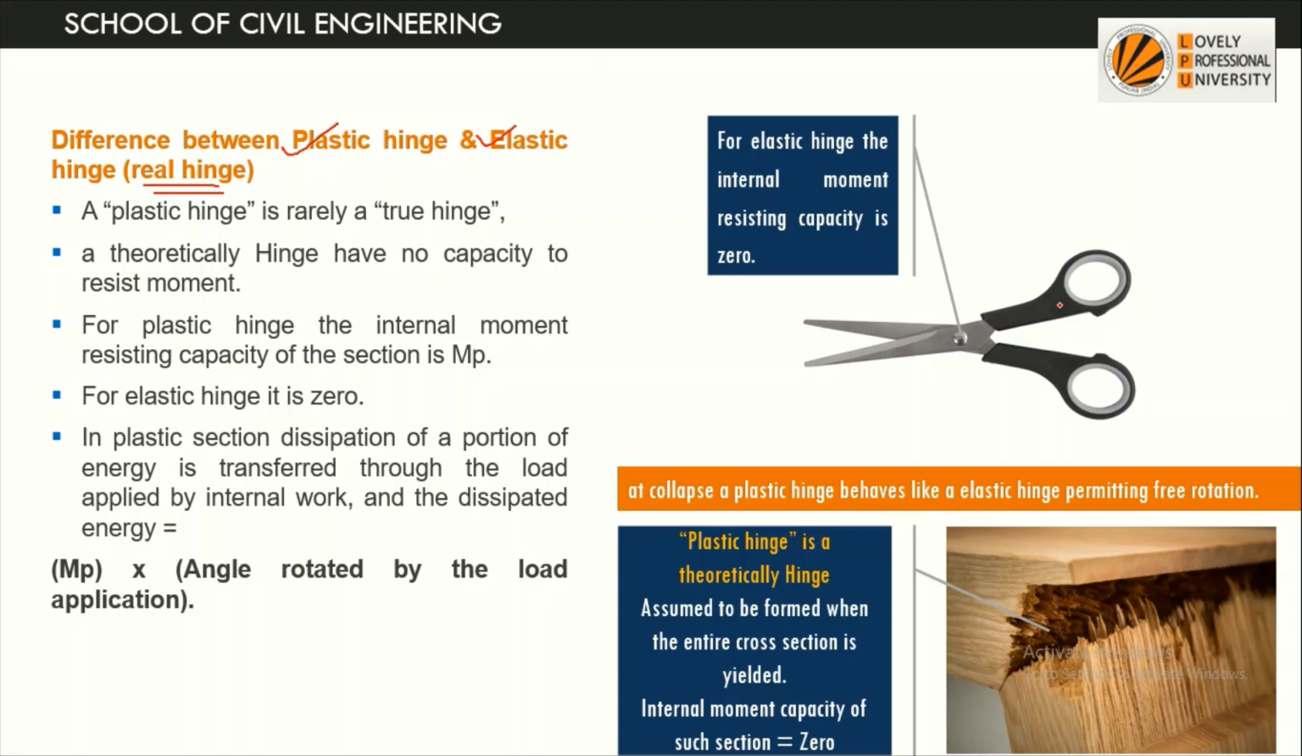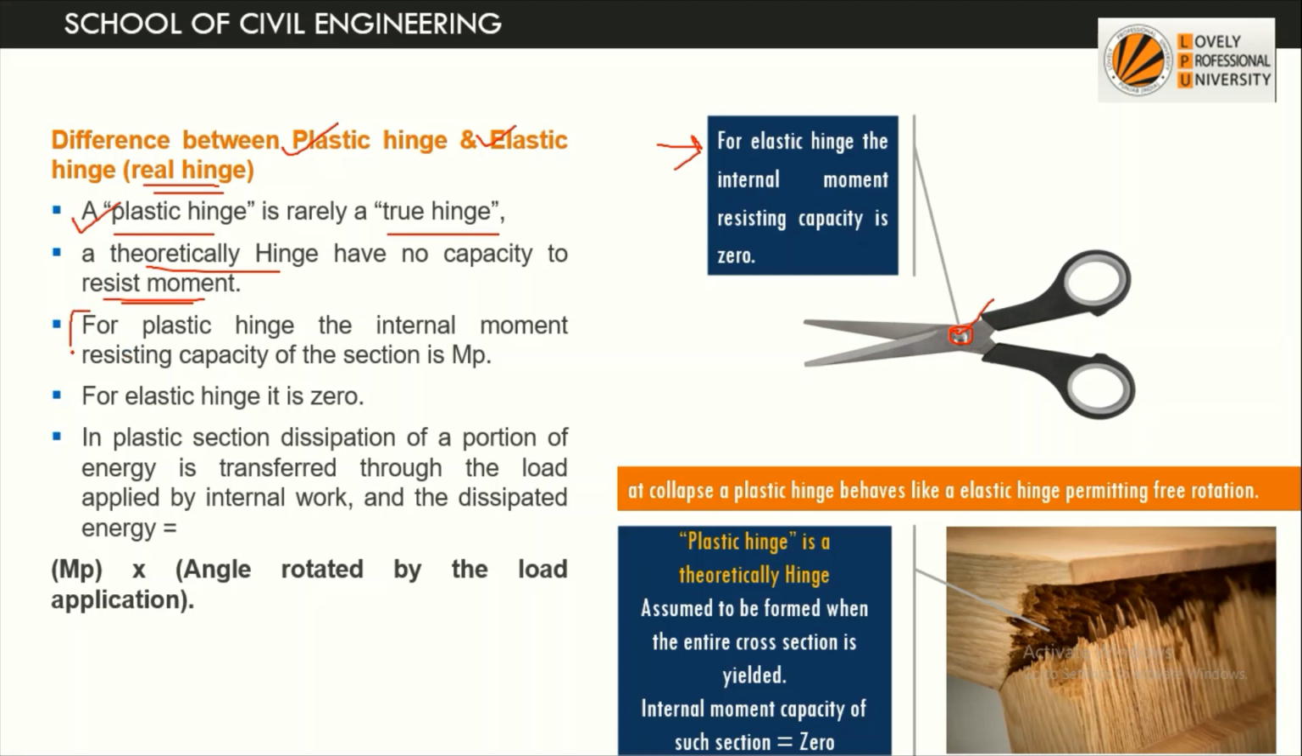A very simple example of it is the scissor. So this is the elastic hinge, and we know that an elastic hinge has no internal moment resisting capacity, it does not resist any moment. It will simply allow the rotation about the hinge. So plastic hinge is rarely a true hinge, it is an imaginary or a theoretical hinge having no capacity to resist moment. So once the plastic hinge is formed, it has no capacity to resist moment.